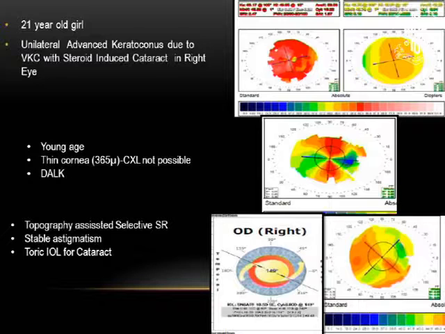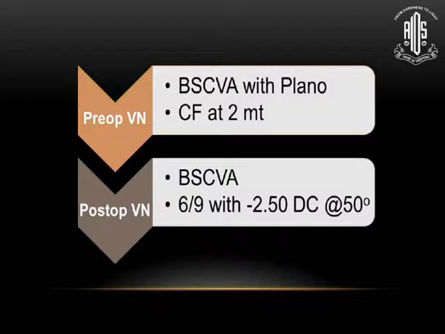So they went ahead and did a deep anterior lamellar keratoplasty. Once after around 2-3 months, it settled, and then selective suture removal was done with topography assistance. And then once the stabilization happened, that is after 2-3 months, we planned for a toric IOL for the cataract. So the best visual acuity from counting fingers had actually improved by the end of the cataract surgery to 6/9.